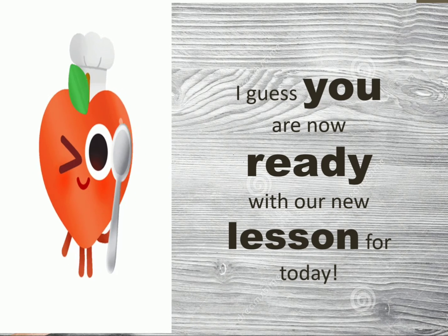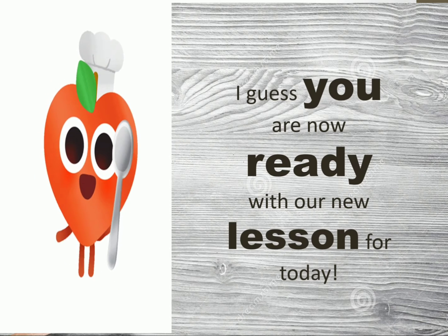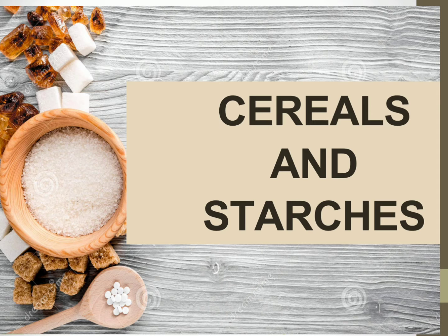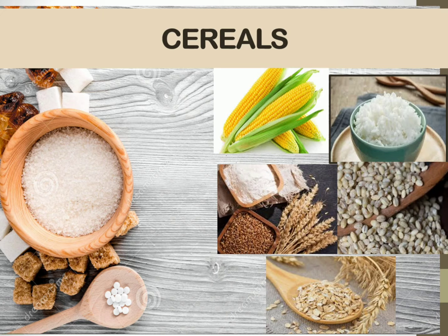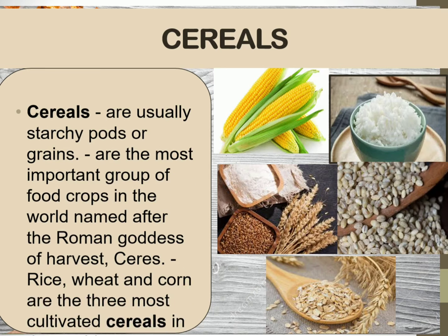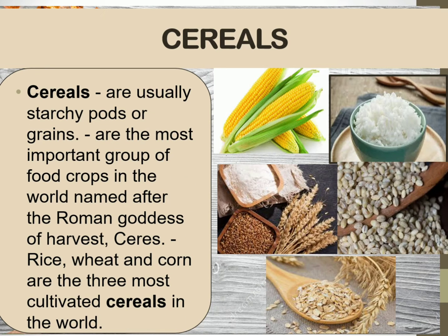I guess you are now ready with our new lesson for today. Cereals and starches. Let us first define the word cereals. Cereals are usually starchy pods or grains. It is the most important group of food crops in the world. It is named after the Roman goddess of harvest, which is Ceres. The most abundant cereals cultivated nowadays are rice, wheat, and corn.